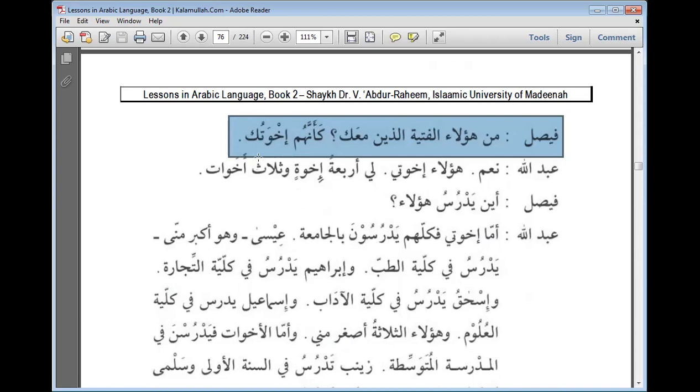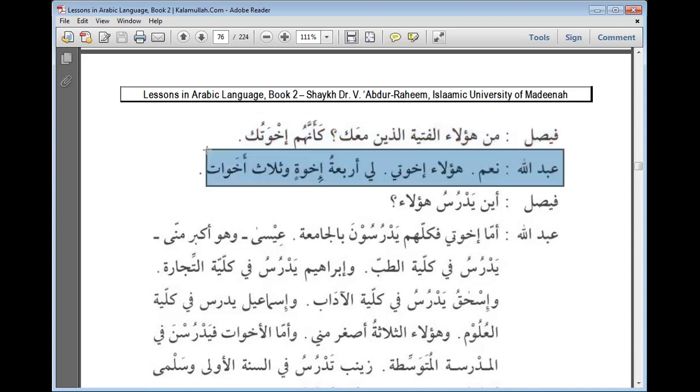Ka'annahum ikhwatuka. So Faisal watched them and he sees the resemblance. So he says as if they are your brothers. Ka'annahum is as if they are ikhwatuka, your brothers. Abdullah: Na'am. Yes. Ha'ula'i ikhwati. These are my brothers. Ha'ula'i ikhwati. These are my brothers. Right?